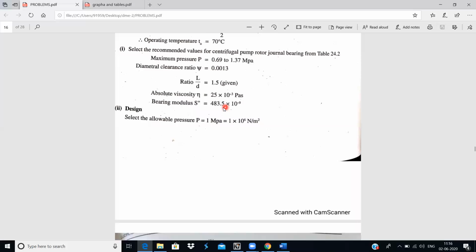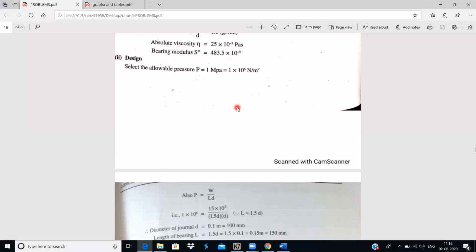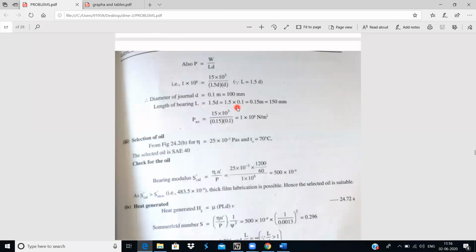The calculated value should be greater than the value obtained from the first step. From the first step, the bearing modulus double dash we got is 483.5 into 10 to the power of minus 9, but the calculated is 500 into 10 to the power of minus 9. Hence thick film lubrication is possible, and the selected oil is suitable. So this is the third step, selection of the oil.